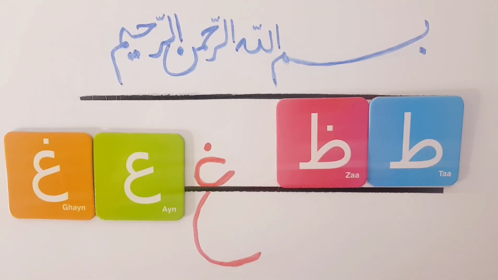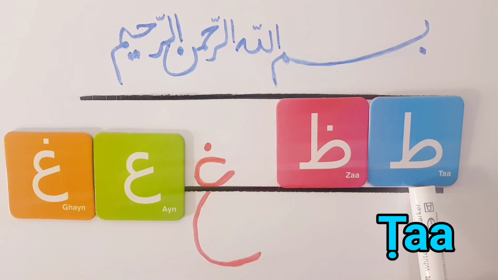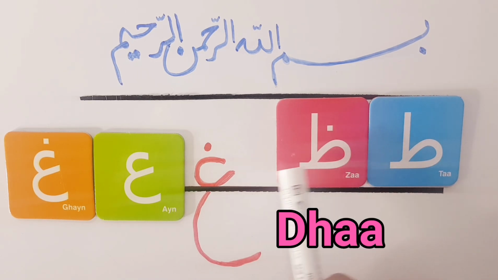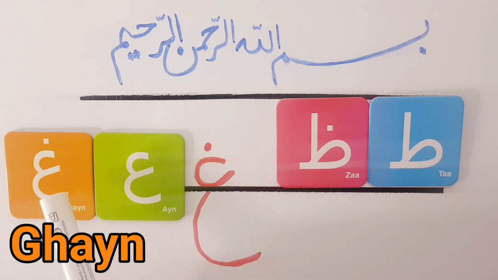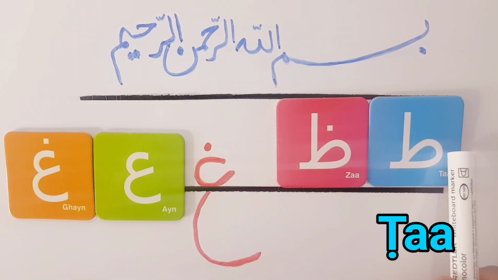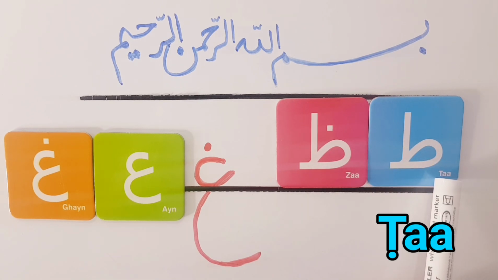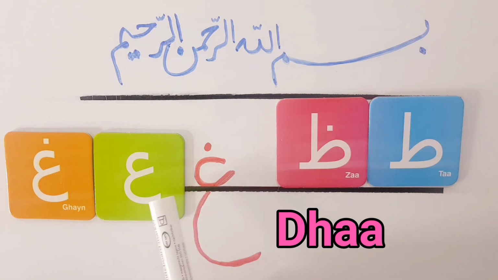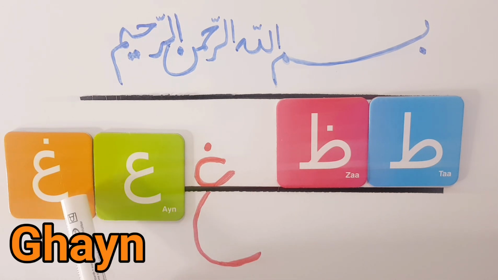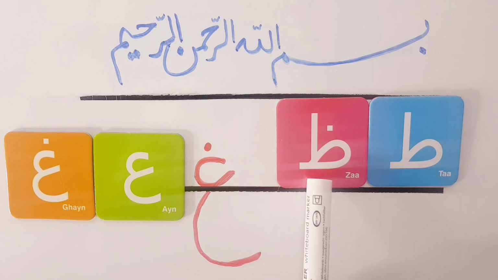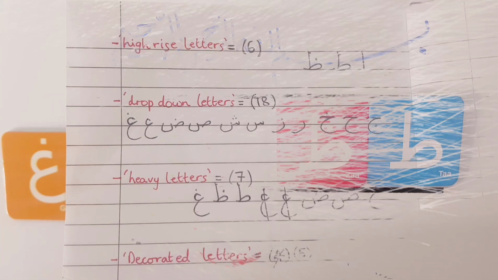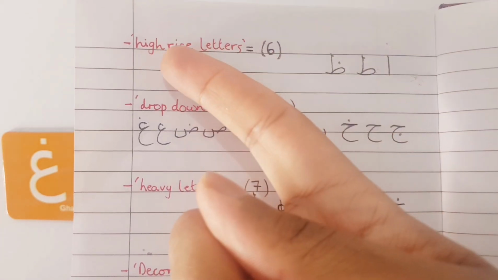Okay, let's say all of these 4 letters together now. Ta, Ta. Dha, Dha. Ain, Ain. Ghain. Ghain. Ta, Ta. Dha, Dha. Ain, Ain. Ghain. What's this? Ta. What's this? Ain. What's this? Dha. What's this? Ghain.